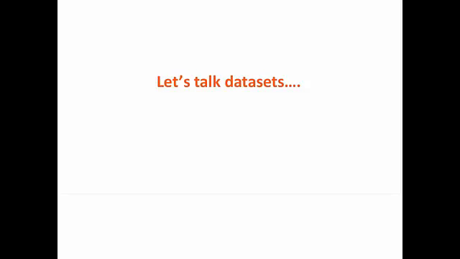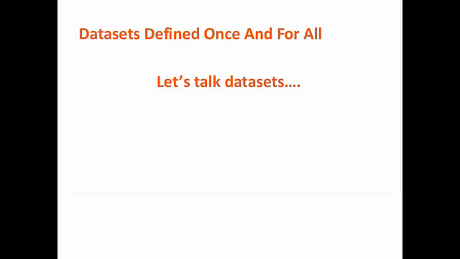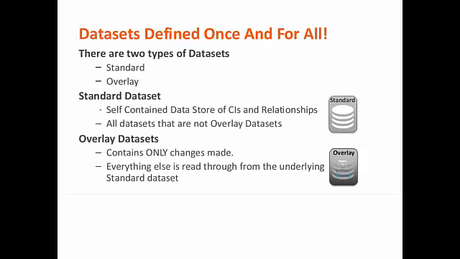So I'm going to talk about data sets. We've done a little bit of talking about providers, and that leads nicely into talking about data sets. In the BMC Atrium CMDB, we have two kinds of data sets. We have standard data sets and we have overlay data sets. A standard data set is a self-contained store of CIs and their relationships. So it's the data that has come from the providers and is ready to go through our data processing processes: normalization, identification, and merging by the reconciliation engine. They are not overlay data sets ever.